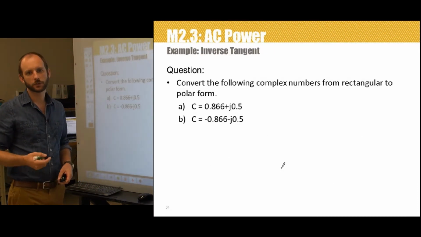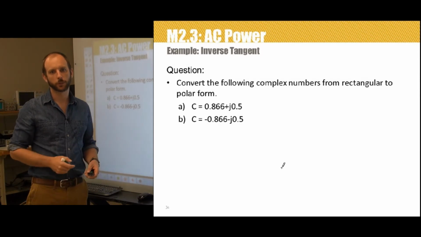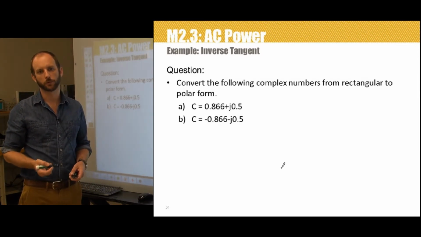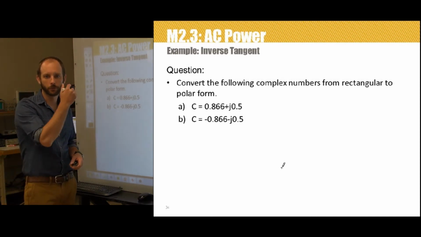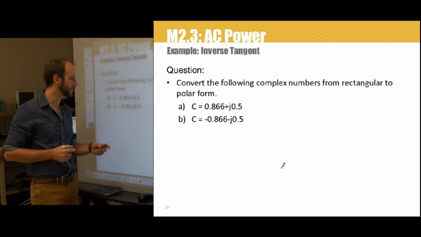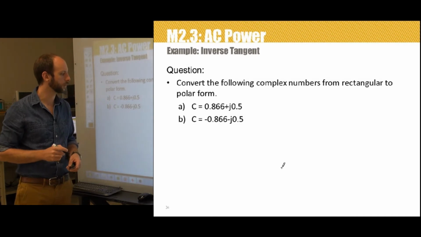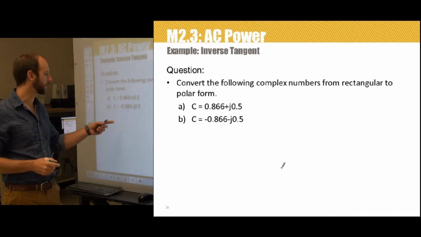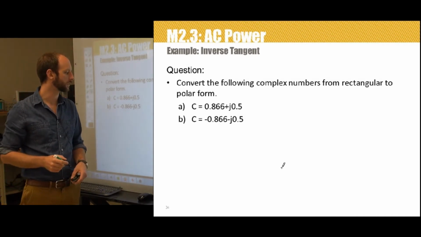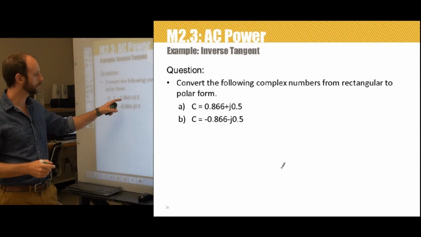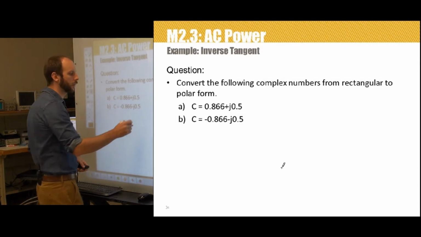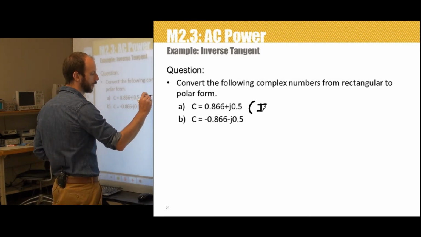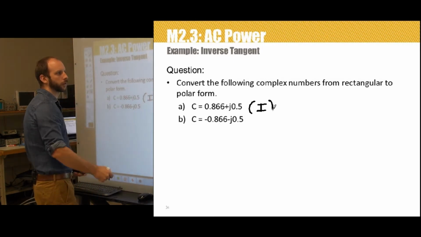So now let's do an example of the need to consider the appropriate quadrant of the complex plane when performing an inverse tangent operation. So we want to convert the following complex numbers from rectangular to polar form. We've got c equals 0.866 plus j0.5, and we've got c equals minus 0.866 minus j0.5. You should be able to visualize in your head what quadrants these are in. This is first. Two positive numbers puts you in the first quadrant.